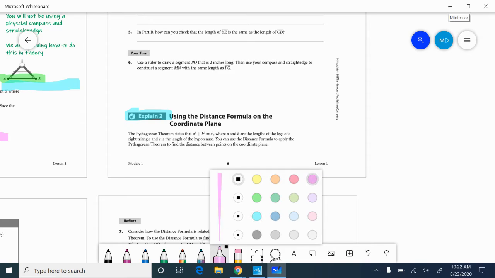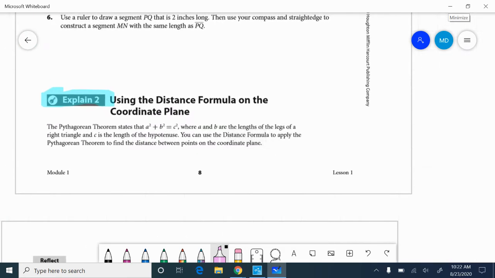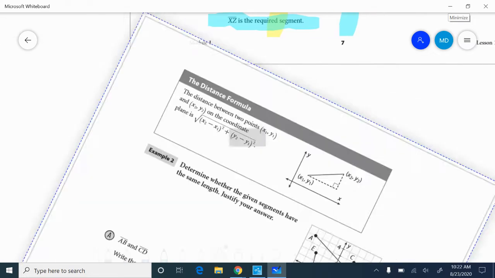The Pythagorean theorem states a squared plus b squared equals c squared, where a and b are lengths of the legs of a right triangle, and c is the length of the hypotenuse. You can use the distance formula to apply the Pythagorean theorem to find the distance between points on the coordinate plane. And we're going to look at how we do that. So I'm going to move on to page 9.